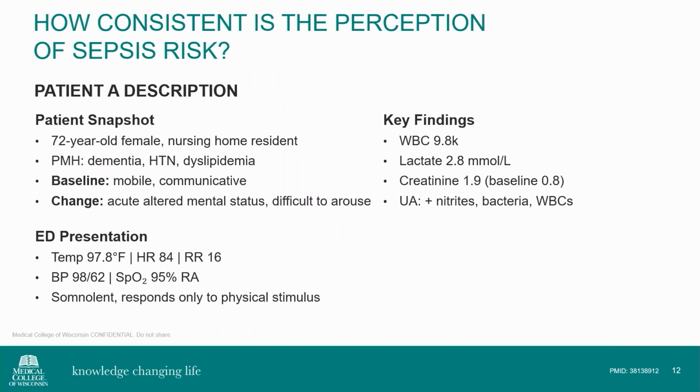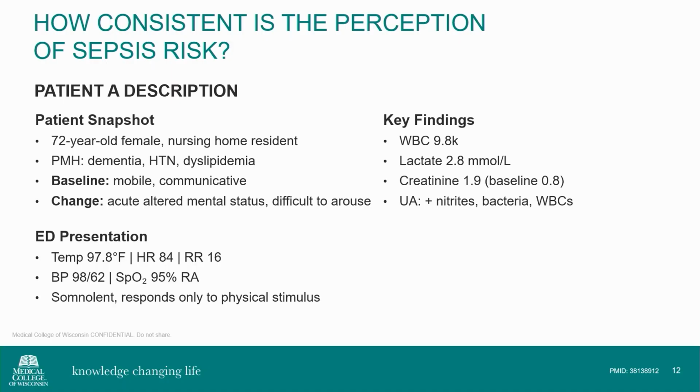So this is a patient presentation that we would expect to see. This is a 72-year-old female who presents to the emergency room, a nursing home resident. Her past medical history is significant for dementia, hypertension, and dyslipidemia. At baseline, she's mobile and lives in a skilled nursing facility. She's able to ambulate fairly well, and she's described as being pleasant and communicative. On the morning of presentation, she presents with altered mental status. She's difficult to arouse, and can only be aroused with physical stimuli.